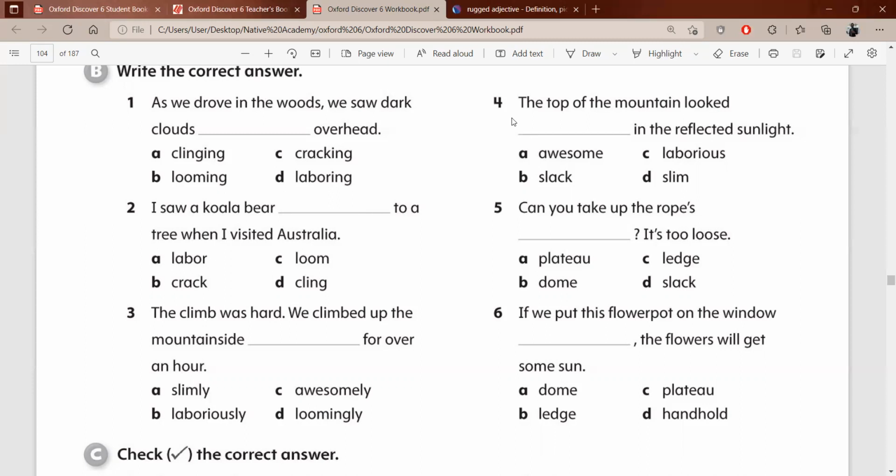Number 4, Luay. The top of the mountain looked awesome in the reflected sunlight. Awesome, of course. Something which is beautiful. Okay, number 5. I saw an. Can you take up the books? What it's to lose?